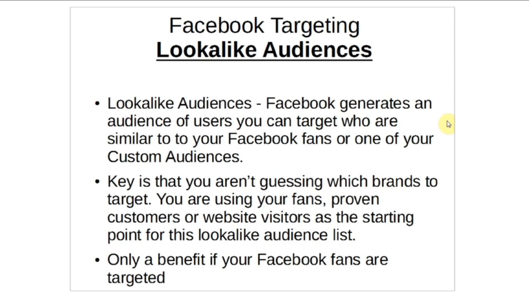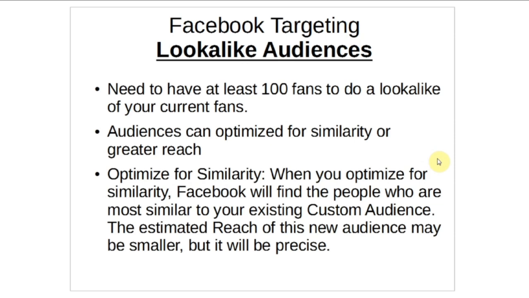The next form of targeting is lookalike audiences. Now, lookalike audiences are where Facebook generates an audience of users for you to target that are similar to your existing fans or similar to one of your custom audiences that you've created. The key to this type of targeting is you aren't guessing which brands to target. You're using your own fans or proven customers or people who visited your website as a starting point for a lookalike audience list. It will only really benefit you if you're doing it from your fan base, if your fans have been well targeted. You'll also need to have at least 100 fans to do a lookalike of your current fans.